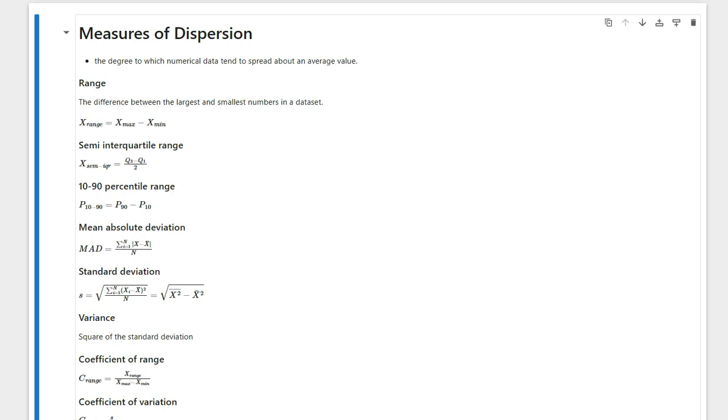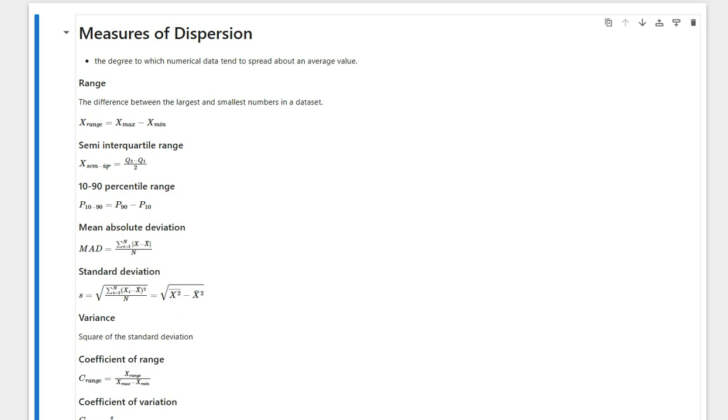between the largest and smallest numbers in a data set, and we'll compute it using this equation. So x range is equal to x max minus x min. Then we'll look at the semi-interquartile range, which is the difference between the third quartile and the first quartile divided by 2.